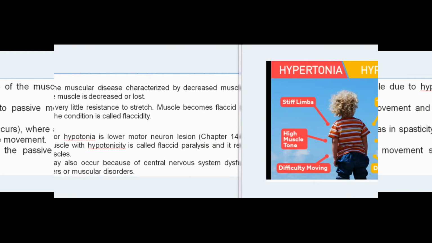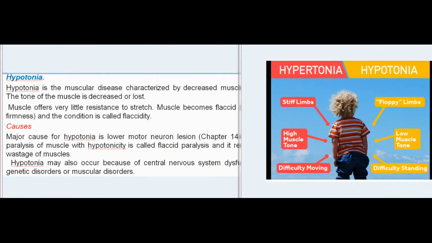Hypotonia. Hypotonia is the muscular disease characterized by decreased muscle tone. The tone of the muscle is decreased or lost. Muscle offers very little resistance to stretch. Muscle becomes flaccid, lack of firmness, and the condition is called flaccidity.